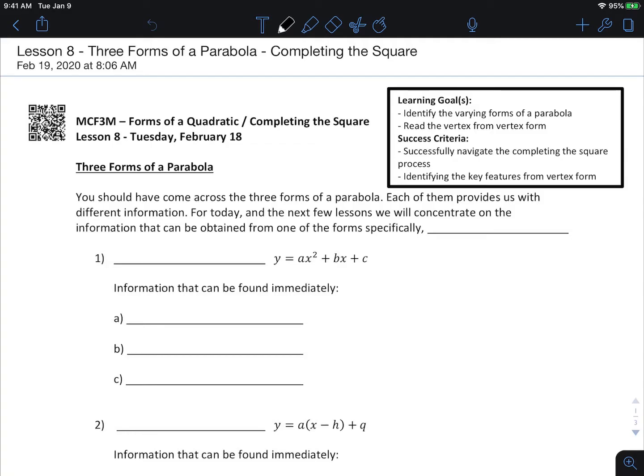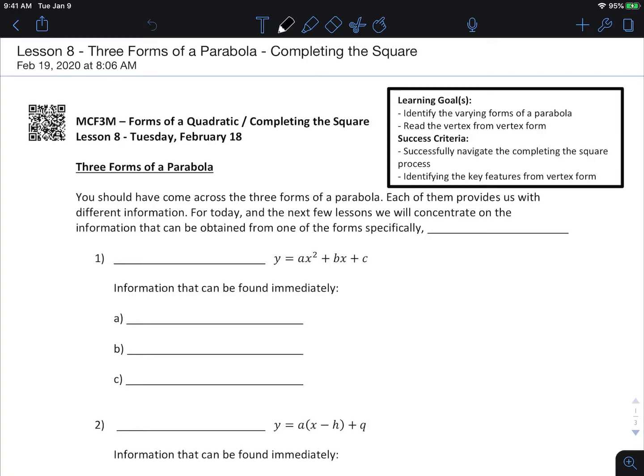Some of this is review, okay, and I wanted to put this into a kind of formal thing for you to look at. So today we're going to try and identify the varying forms of a parabola. There are 3 different forms. I know in the 2Ps we looked at 2 of the 3, but didn't look at the 3rd.